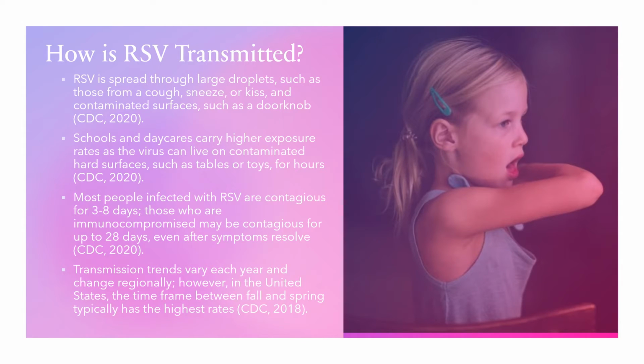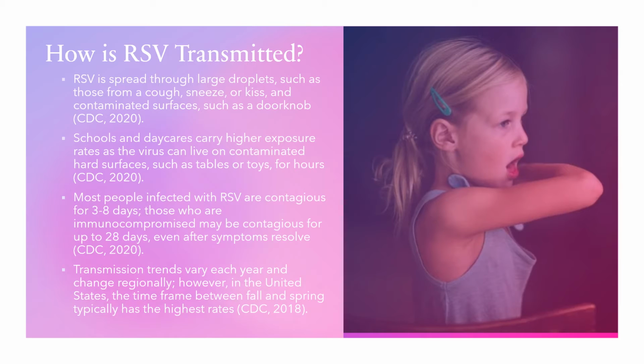How is RSV transmitted? RSV is spread through large droplets such as those from a cough, sneeze, or kiss, and contaminated surfaces such as a doorknob. Schools and daycares carry higher exposure rates as the virus can live on contaminated hard surfaces such as tables or toys for hours. Most people infected with RSV are contagious for 3 to 8 days.